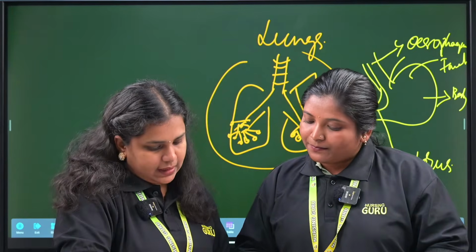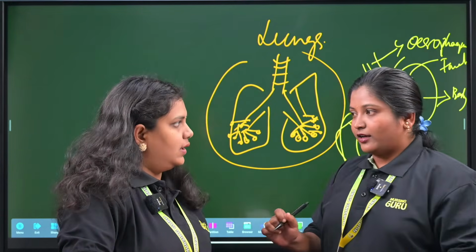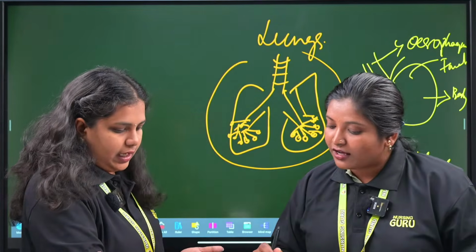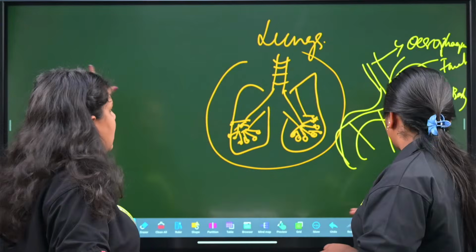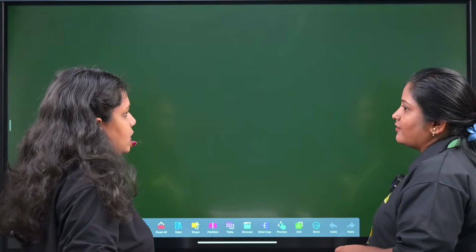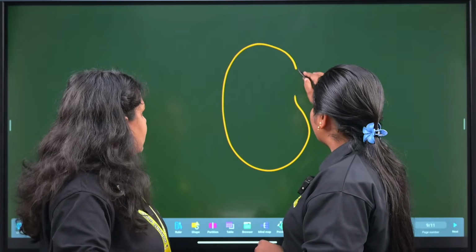Next is the excretory system, that is the urinary system. It is regarding the kidney, the structure of the kidney. Once you draw the structure of the kidney, you can also mention the ureter, urethra, and bladder, so everything will be included in that. Then the adrenal glands.